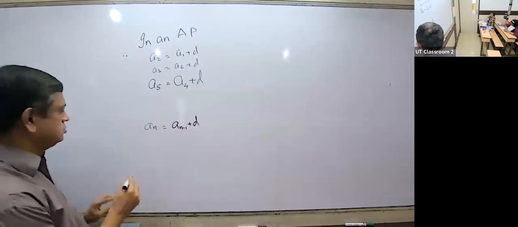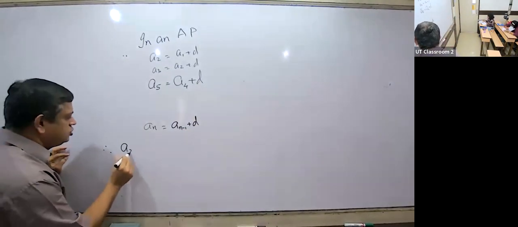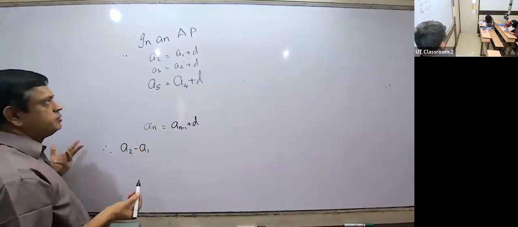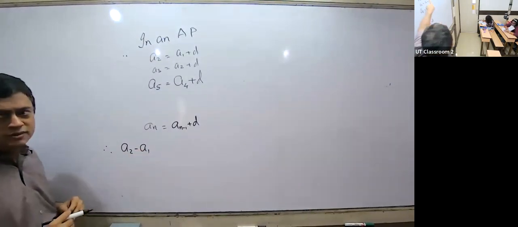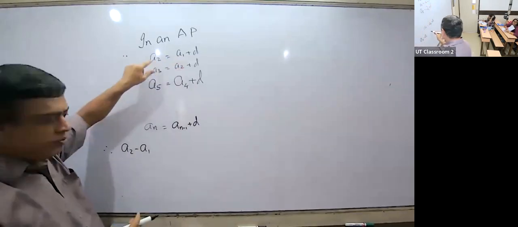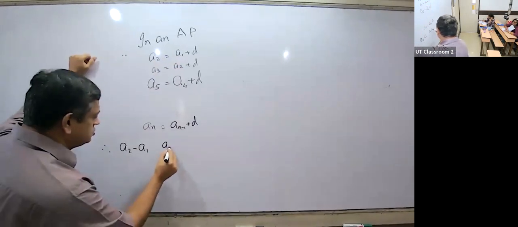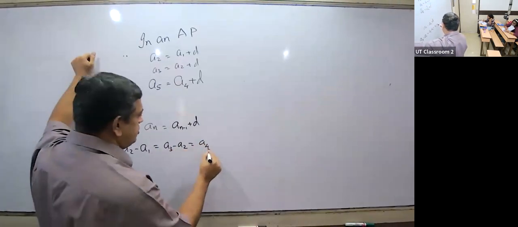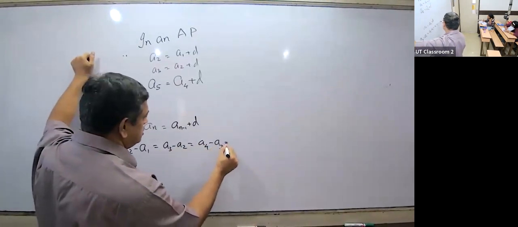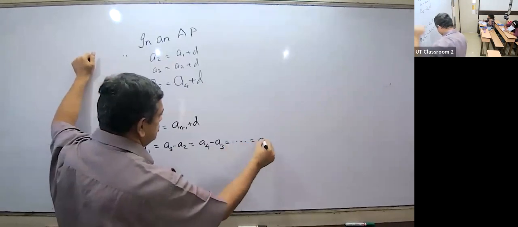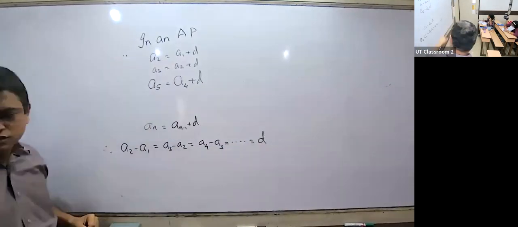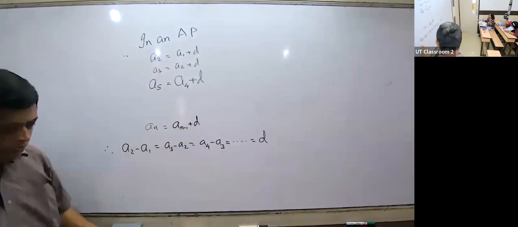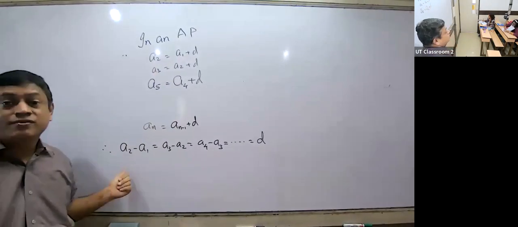Therefore, A2 minus A1. What will be A2 minus A1? Let me hear. D. D, na? What is A3 minus A2? D. A4 minus A3 equals D, etc. Everything will be equal to D. Is it or not? Check. Alright, this is the way to check whether it is an AP or not.